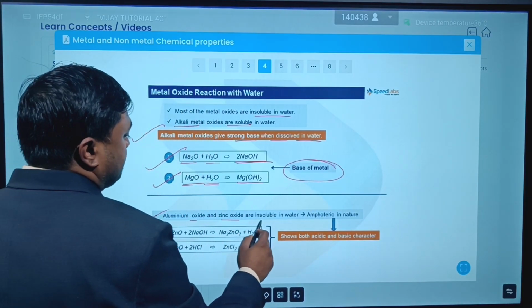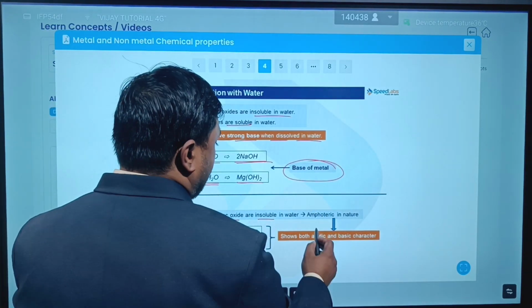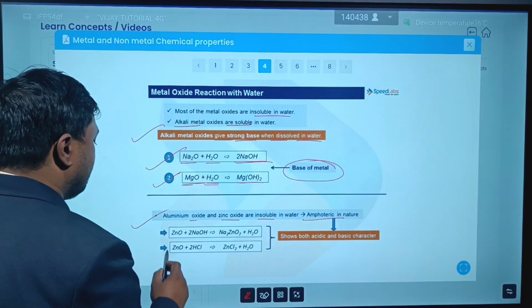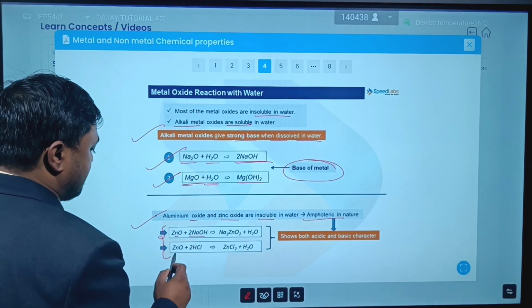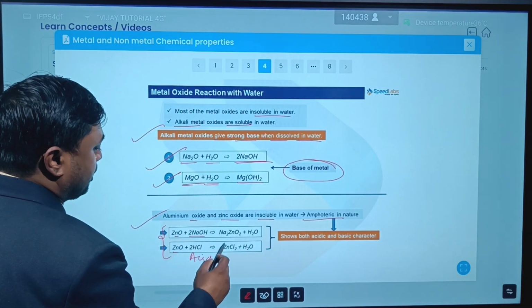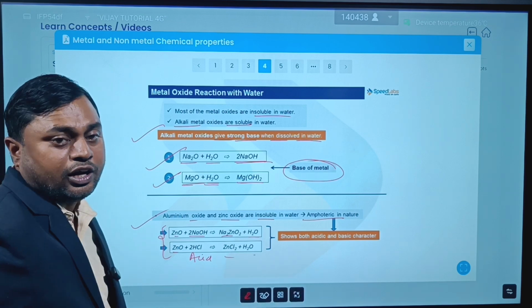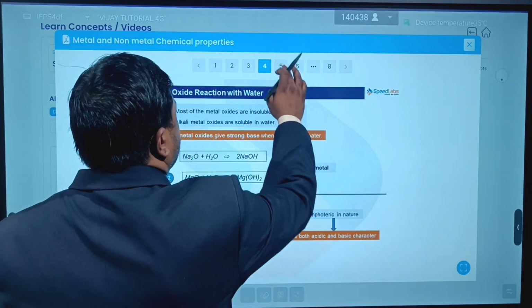Aluminum oxide and zinc oxide are insoluble in water. They are amphoteric in nature as we discussed. Zinc oxide can react with a base as well as an acid. So they will give you salt and water. Okay, so they are amphoteric in nature.